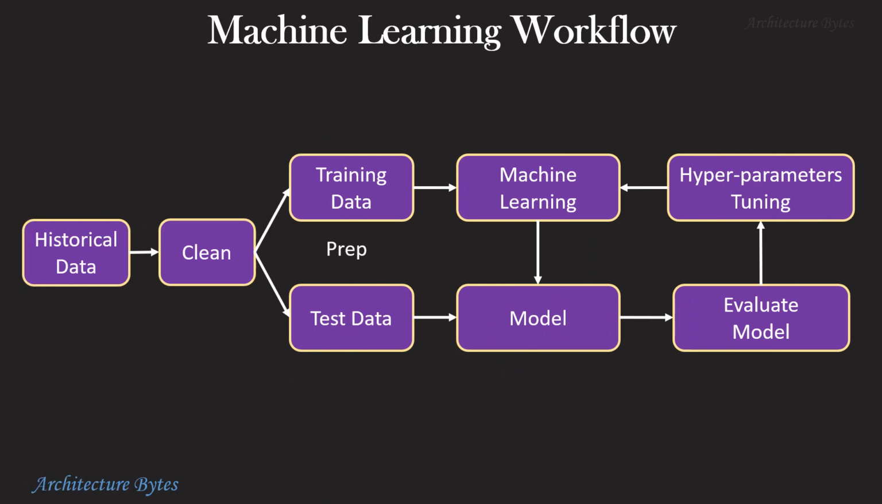Here's what a typical machine learning workflow looks like. Historical data is first cleaned, whereby records with incomplete or missing data, duplicate records are removed, and inconsistent or bad formatting is corrected. Next, data is prepared. Here it may be split into training and test data. Post that, the machine learning program processes the training data and creates a machine learning model, which is then evaluated using test data. The results are examined to tune the machine learning process further.